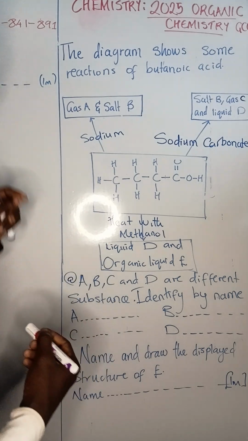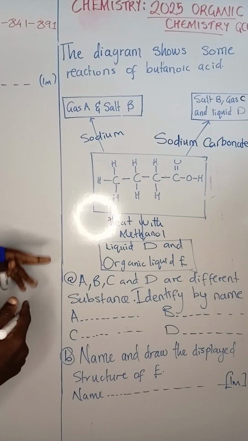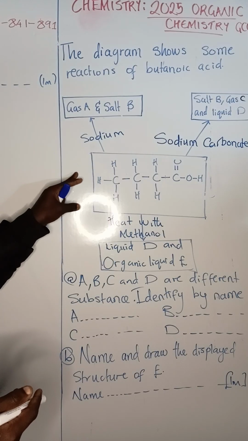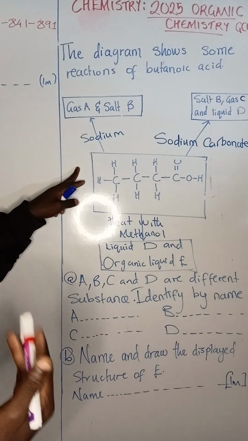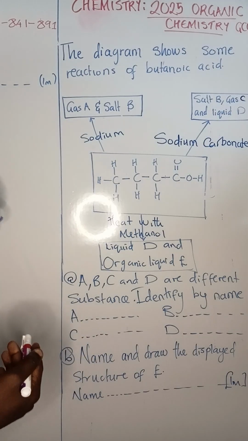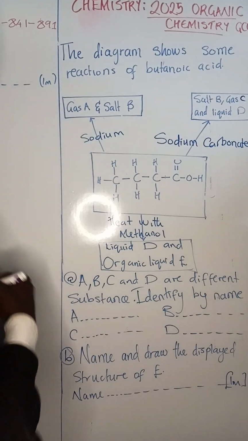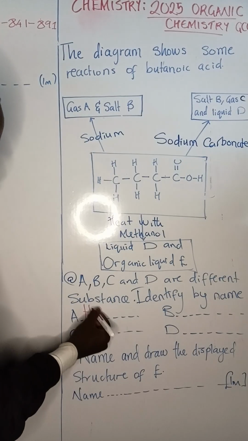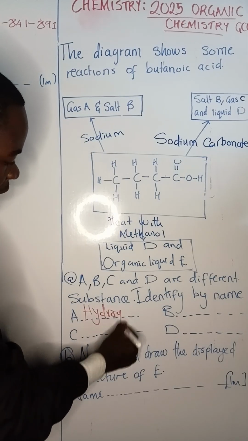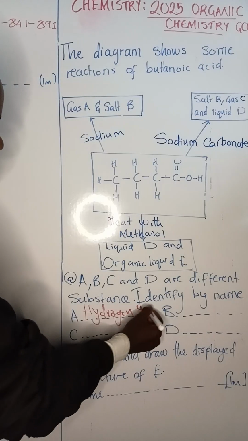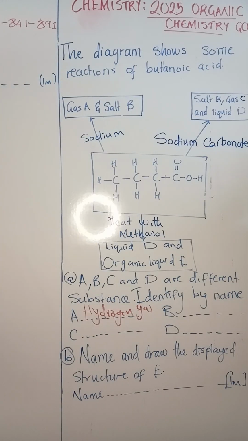So according to this, as long as it's an acid, it produces hydrogen gas. So this gas must be hydrogen what? Hydrogen gas. Okay, then now the salt that is produced.